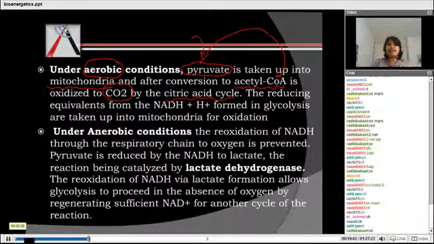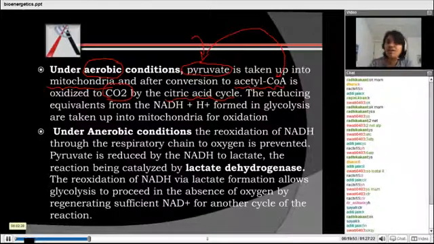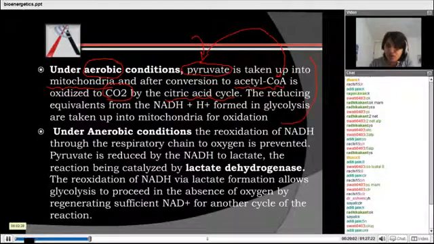At the end of the citric acid cycle, we get CO2. That is what is released in the cells, isn't it? And other than that, we also get a lot of NADH and all those things which we'll be using up to make more ATP. So that is what the citric acid cycle is.